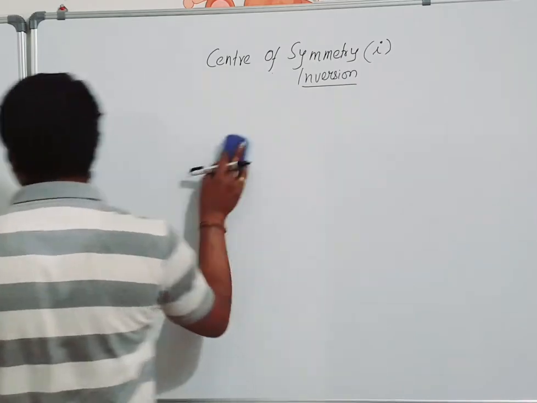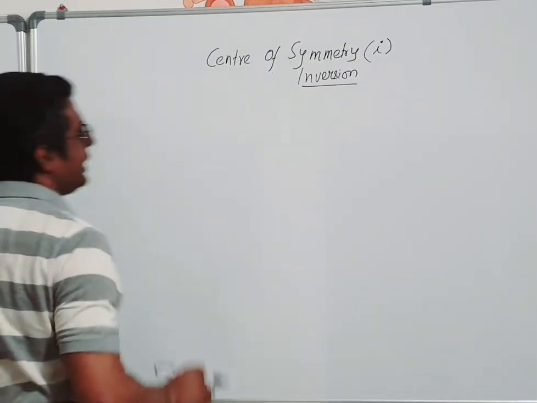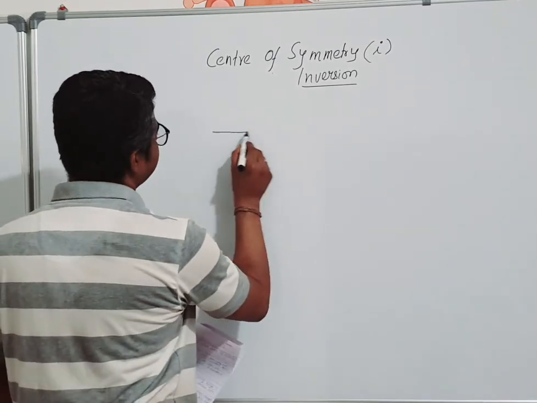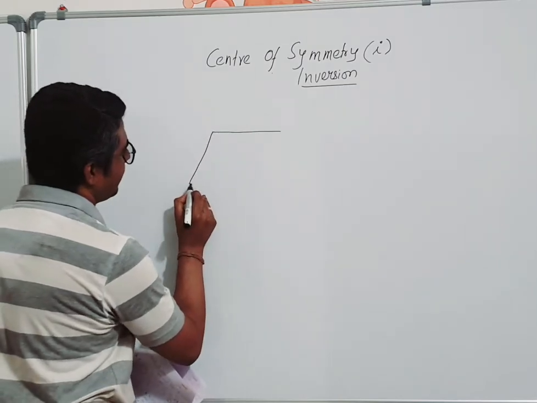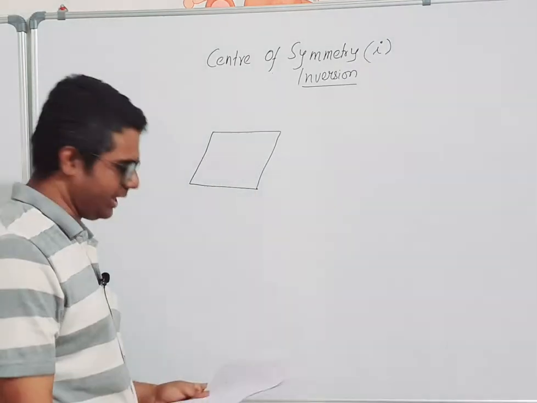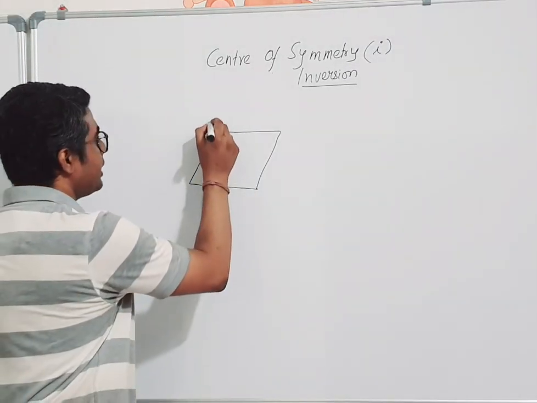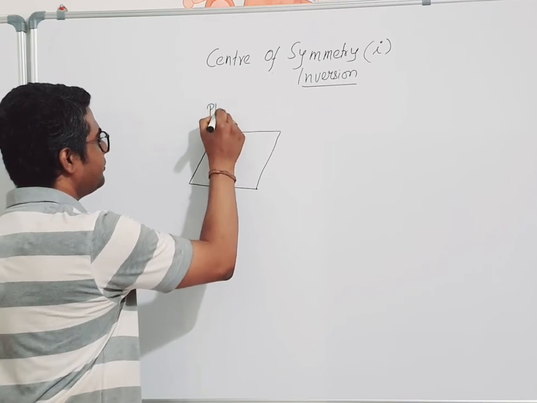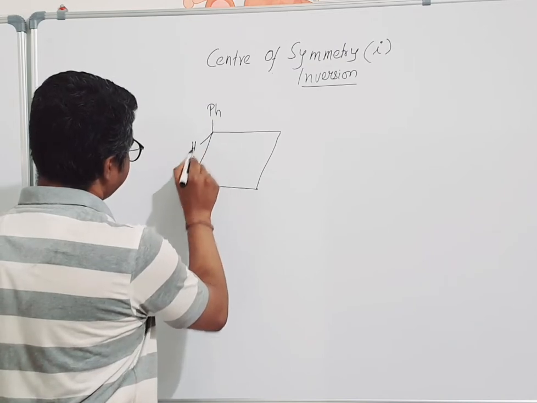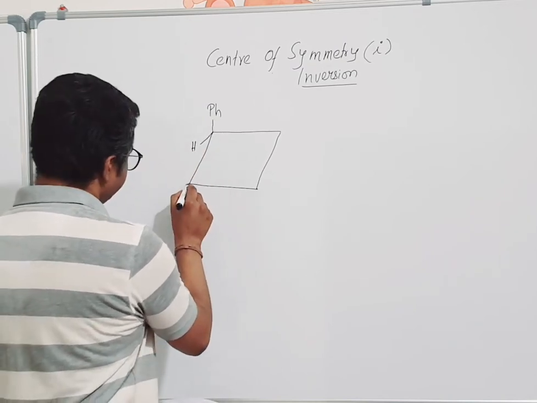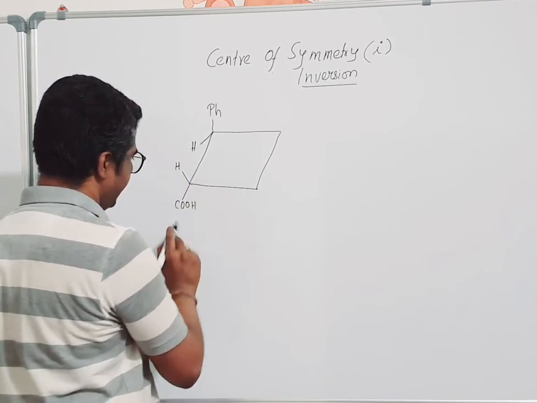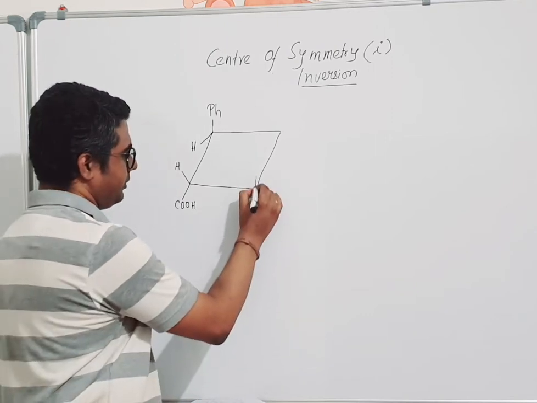Now let us take a very classical example of truxilic acid. So I'll draw this. So just you draw a parallelogram, okay. You can draw a parallelogram like this. Draw a parallelogram, okay. Each corner is having a carbon atom. Here is a phenyl group, okay, hydrogen, COOH group here. Take your time, don't be in a hurry.